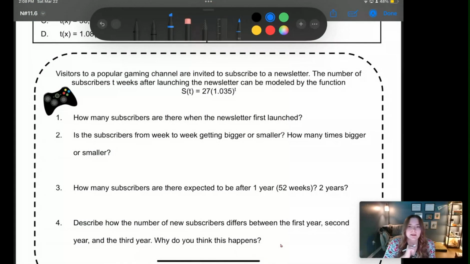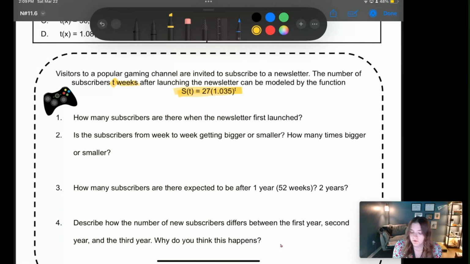So it says, visitors to a popular gaming channel are invited to subscribe to a newsletter. The number of subscribers T weeks, so that's important, so I'm going to highlight that, T weeks, after launching the newsletter can be modeled by the function S(t) = 27 times 1.035 to the t.